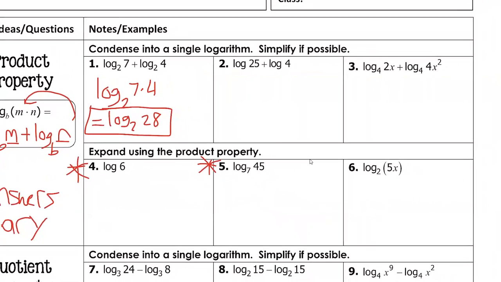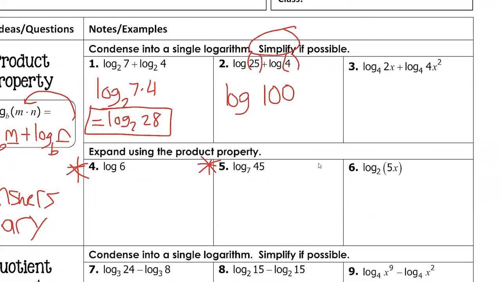So this next one, you would just multiply what you're plugging into your logarithm function. So 25 times 4 would be 100. That would be our answer. It does say simplify if possible. Usually you're only going to do this if you're going to get a nice answer.